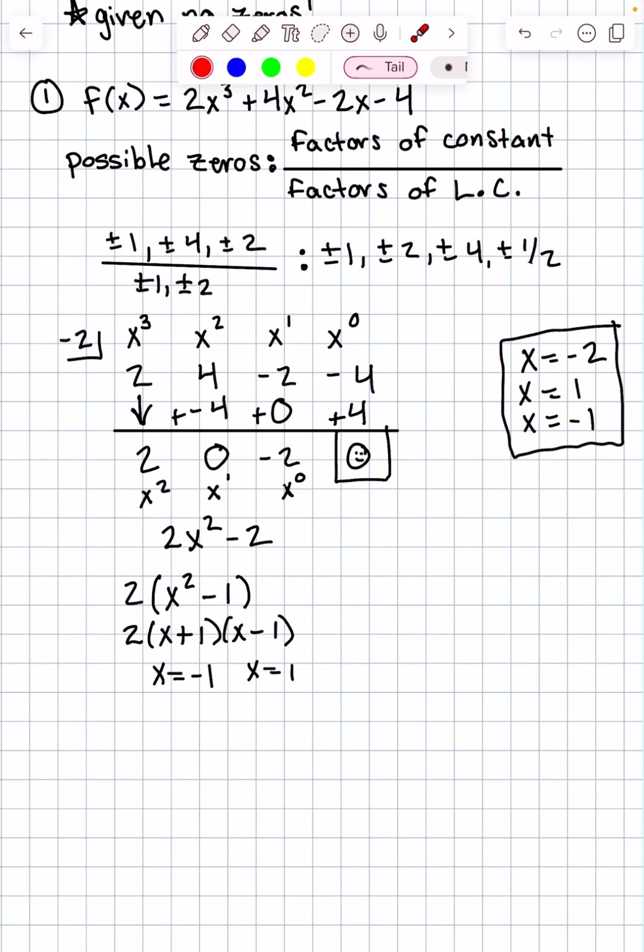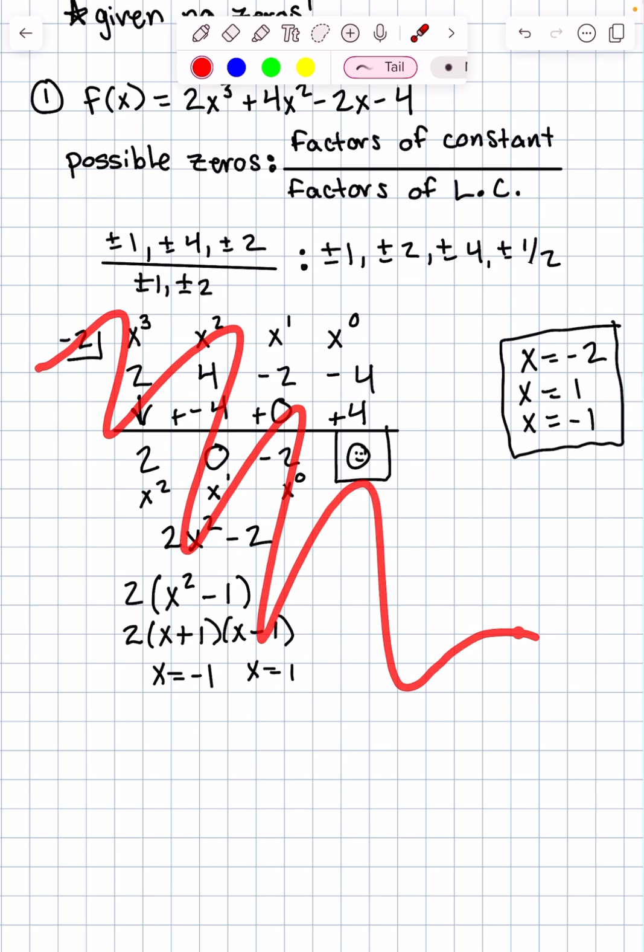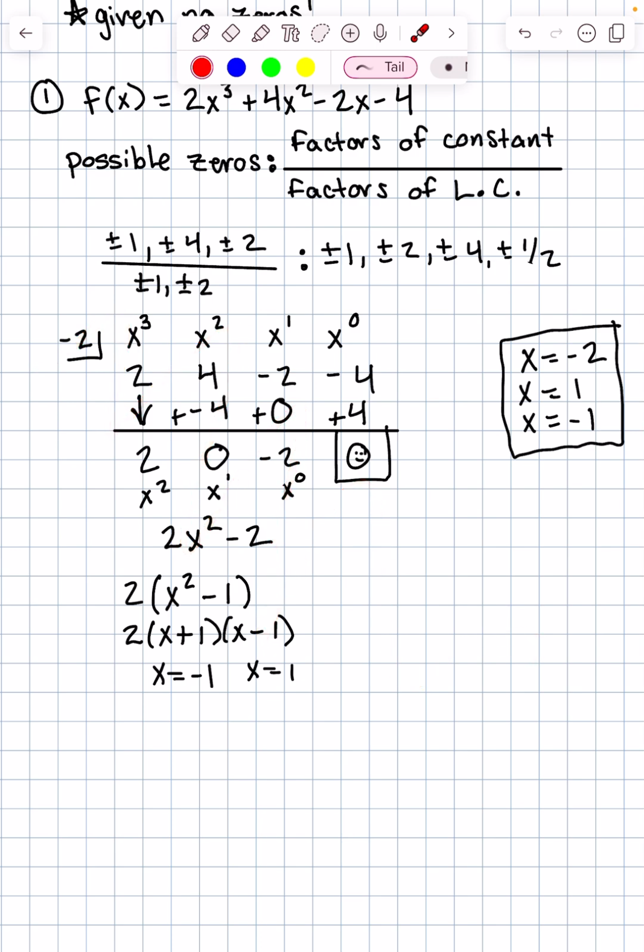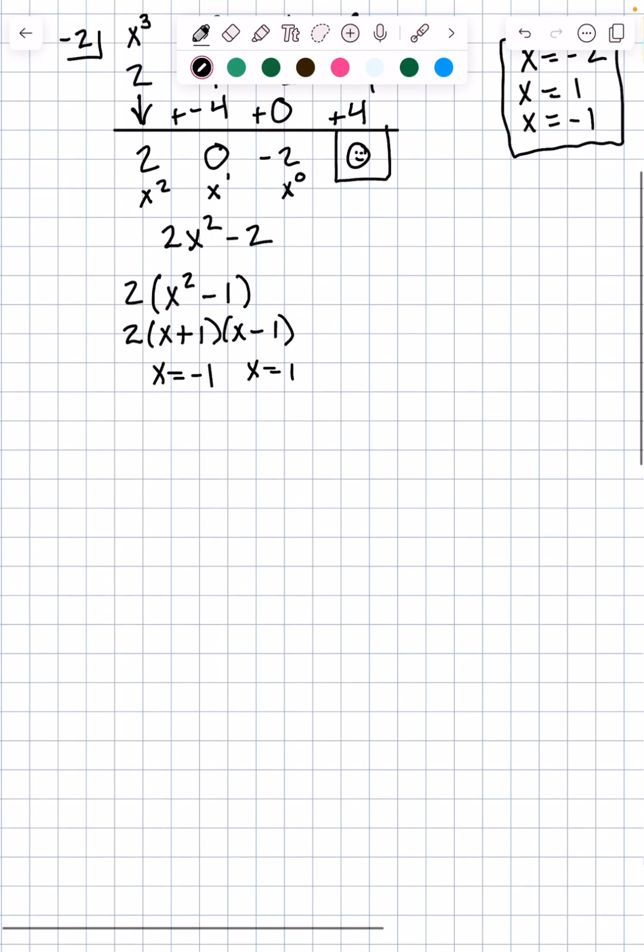So even though your calculator tells you these solutions, I still need to see all of this work on your homework and on your test, okay? So let's do this again. Let's do another example here.